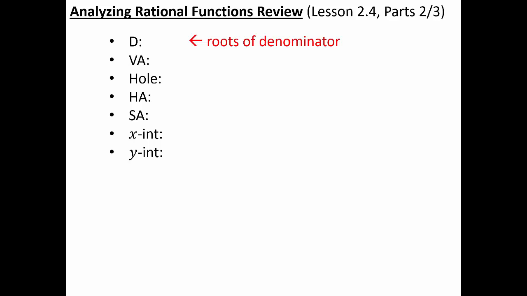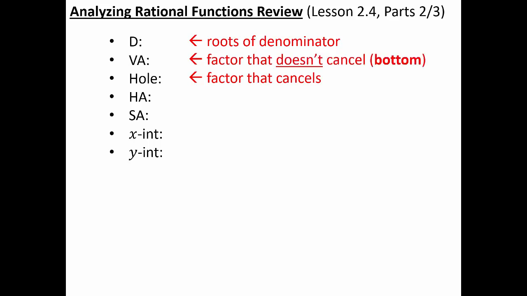Recall that you find the domain for a rational function by looking for the roots of the denominator. Figure out where the denominator equals 0, and we would state the domain as all real numbers except x cannot equal these values, because you can't have 0 in a denominator. The holes and the vertical asymptotes could be found by essentially classifying those roots of the denominator, those domain restrictions, as either a hole or a vertical asymptote. The factor that canceled was a hole, and the factor that didn't cancel is a vertical asymptote.